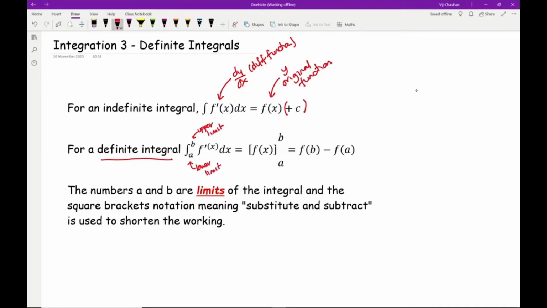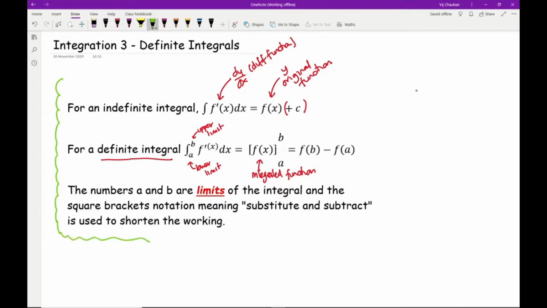So when you are working with definite integrals, you lose that constant straight away, and what we then need to do is put it into square brackets. So this is our integrated function, and we've put that in square brackets because what we then need to do is substitute our upper limit into our integrated function and subtract that from the value when we substitute our lower limit, or our a value, into the integrated function. Now that is something that's quite important, so it's worth making a note of that in your notes.